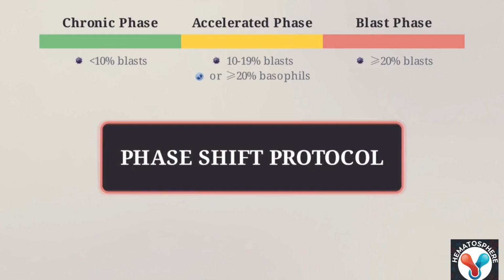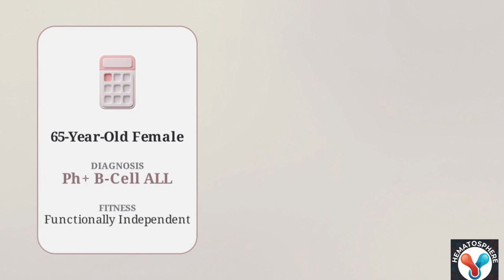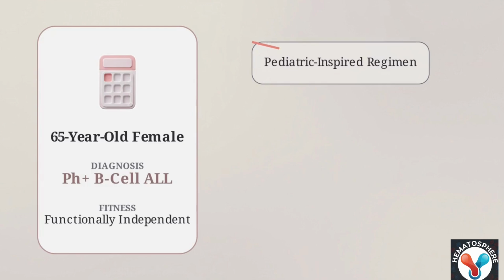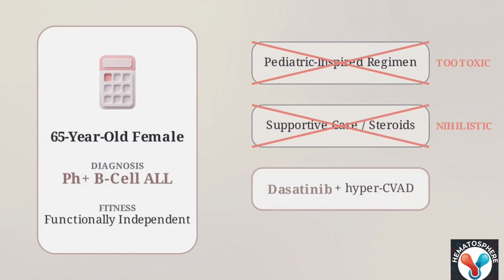Accelerated CML requires an immediate pivot to a second-generation tyrosine kinase inhibitor and a referral for an allogeneic stem cell transplant. Next, evaluate this 65-year-old functionally independent female, newly diagnosed with Philadelphia chromosome-positive B-cell ALL. The regimen must be tailored to her fitness level. A pediatric-inspired regimen is too toxic for a 65-year-old. However, because she is independent and has no major comorbidities, supportive care or a steroids-only approach is inappropriately nihilistic. The correct answer is dasatinib plus hyper-CVAD.